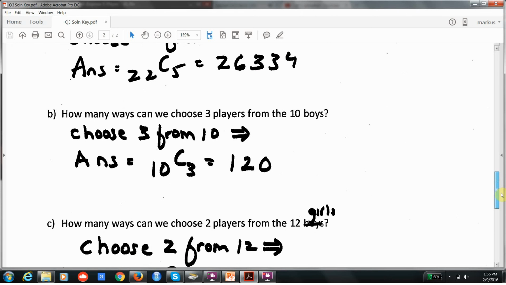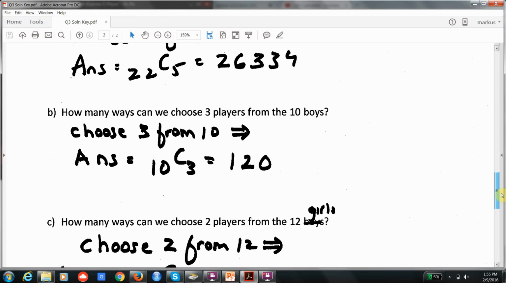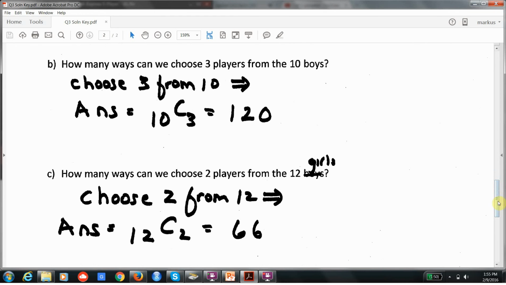Now we want to choose 2 girls, 2 players from the 12 girls. And it's exactly the same as B, right? We're choosing 2 from 12. Order's not important. Without replacement, it's a combination. Put this into your calculator, you get 66.